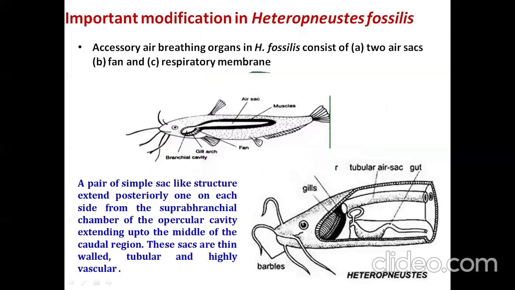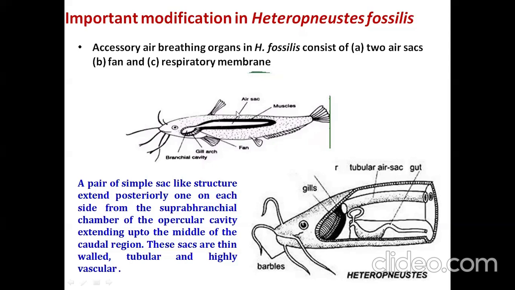respiration takes place. An important modification in Heteropneustes fossilis. How does it happen? It consists of two air sacs, a fan, and a respiratory membrane. See, it has a fan-like structure, so this we call the fan. And the respiratory membrane, these cells are called the respiratory membrane.